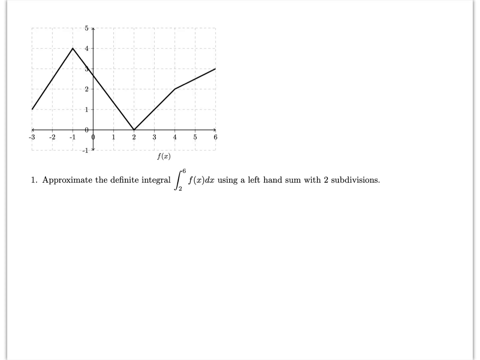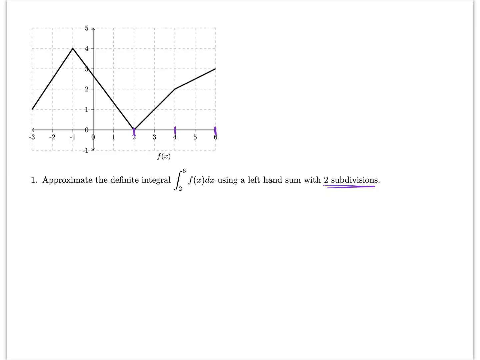Approximate the definite integral from 2 to 6 of f of x dx using a left-hand sum with two subdivisions. All right, so 2 and 6, those are my bounds. Those are x values. So I'm going to mark this on the graph, 2 to 6. Okay, and it says two subdivisions. So I'm going to take this entire interval from 2 to 6 and break it into two equal pieces. So just cut it in half. And now I have two subdivisions, 1, 2. And I want to use a left-hand sum.